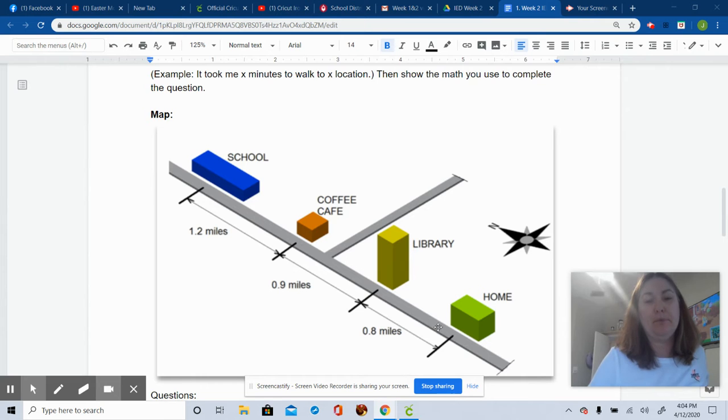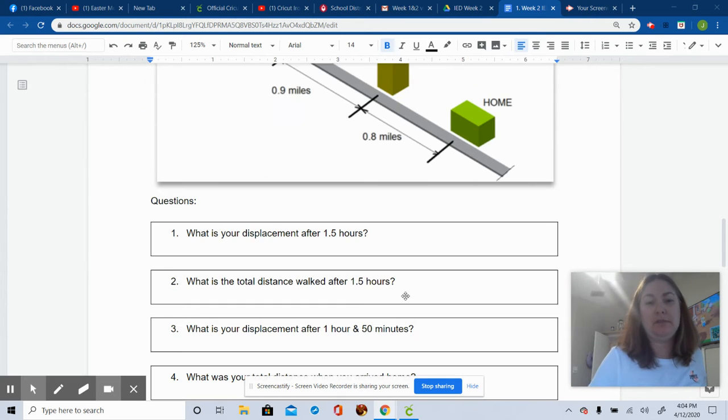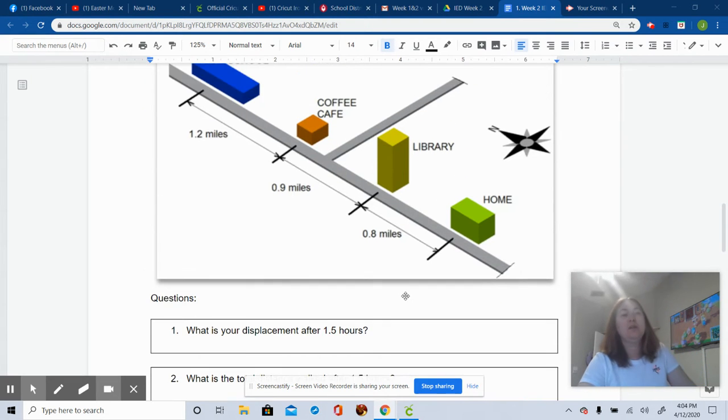We have our map with our 4 buildings going north to south. The first question says, what is your displacement after 1.5 hours, or 1 hour 30 minutes? So displacement is how far away you are from where you started. I started at school. I went to the library. It took me about 35 minutes, spent 10 minutes there, and then I walked back to coffee. It took me 15 minutes, and then I sat at coffee reading for 40 minutes. So within an hour and a half, I'm sitting at this cafe.